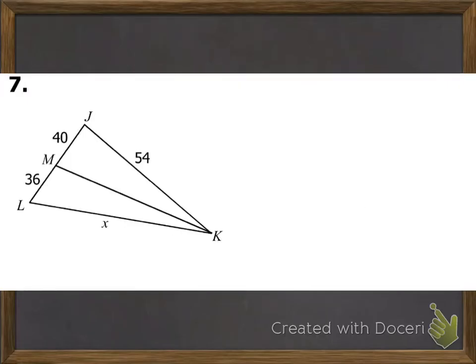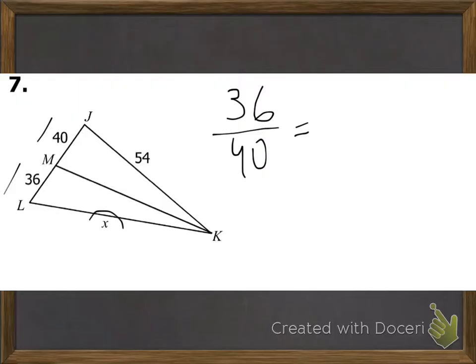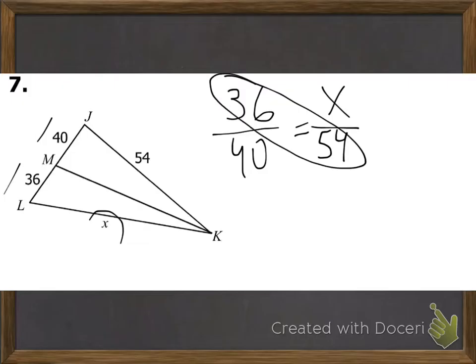Moving on to number 7, same thing. You got your two sides right here. We want to line those up together. And I'm actually going to start from the bottom this time. So I'll do 36 over 40. The 36 and the 40 have to go together. That's what the theorem states. And then once again, from bottom to top, I'm going to have x over 54. Okay? Once again, cross multiply.